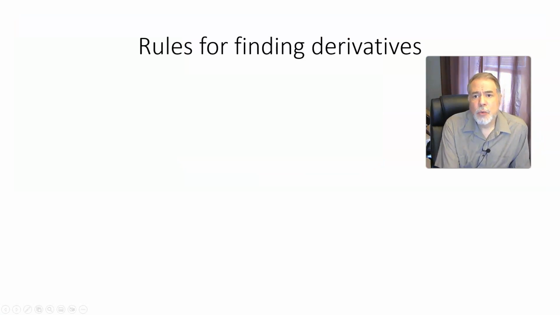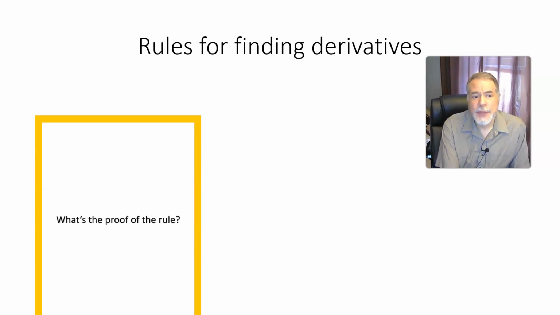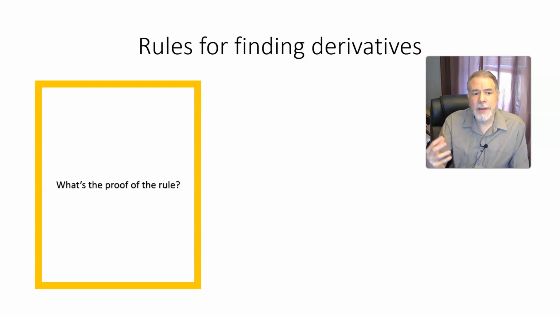And these rules are presented in any calculus textbook as theorems, which means they can be proved. And so for at least some of them, I am going to be showing you the proof of the rule. So going back to the definition, we can work out exactly why that definition says that the rule has to work the way it does.